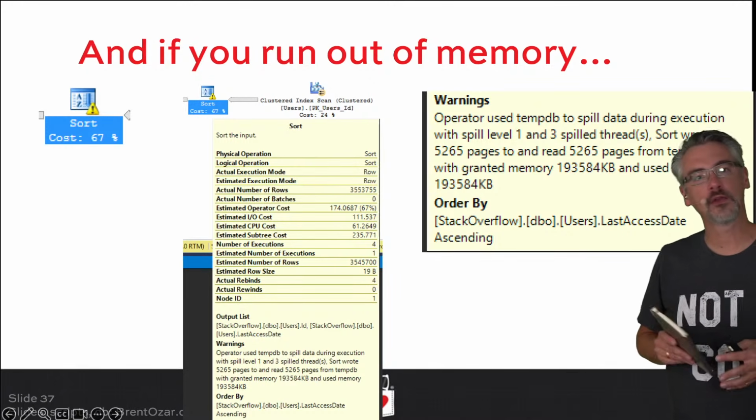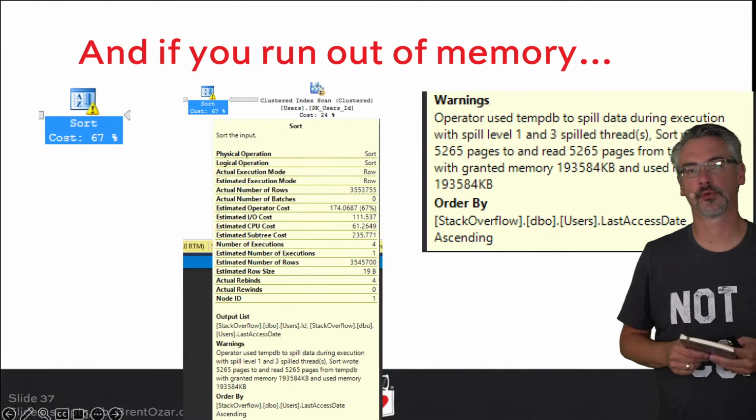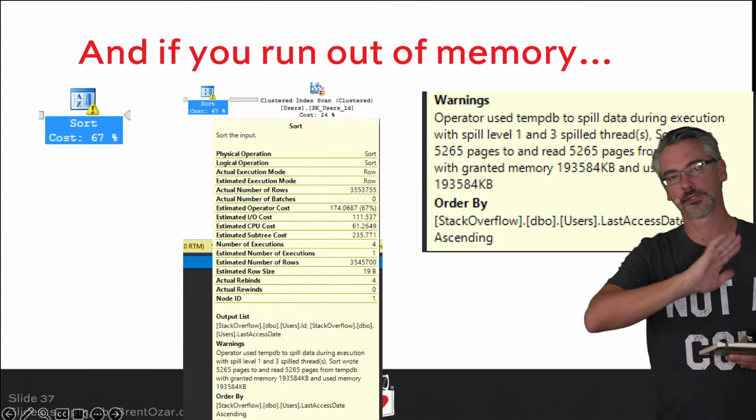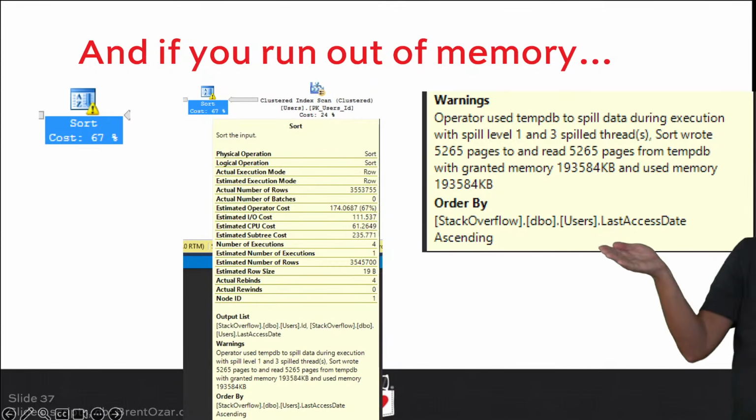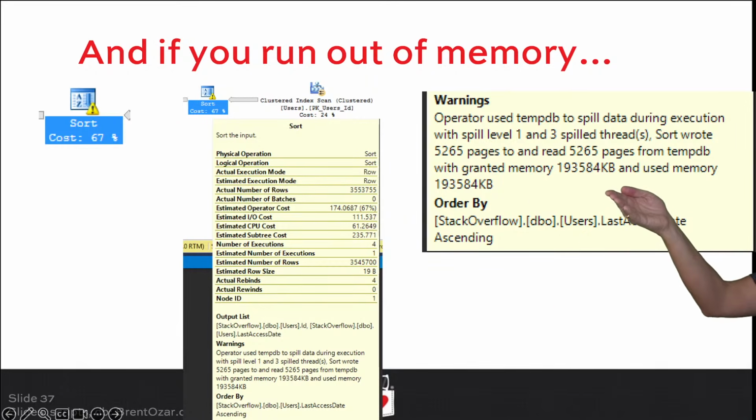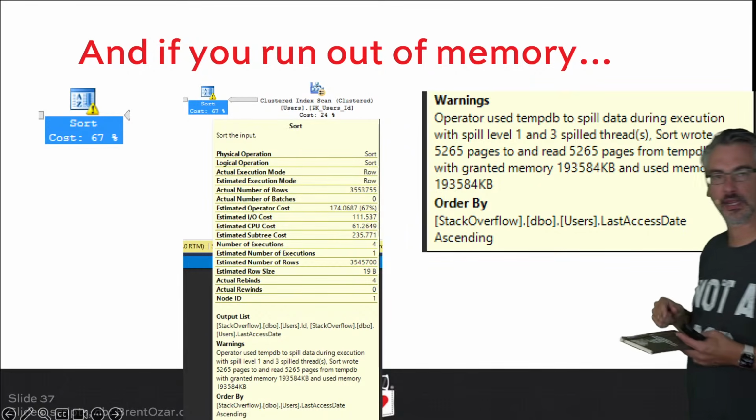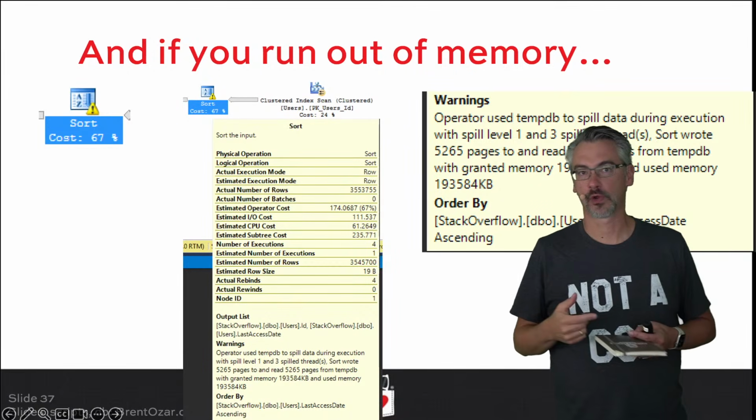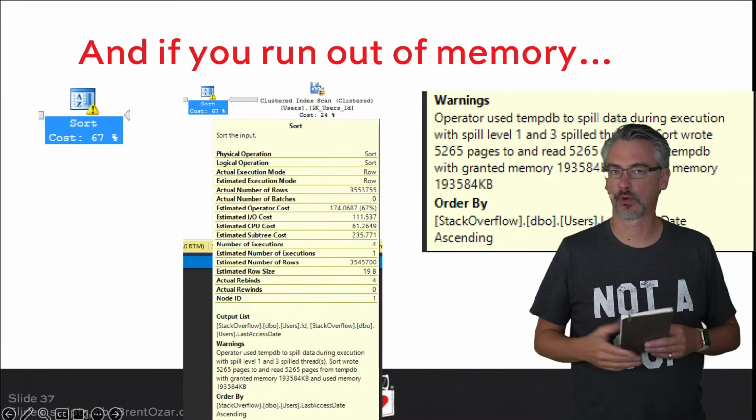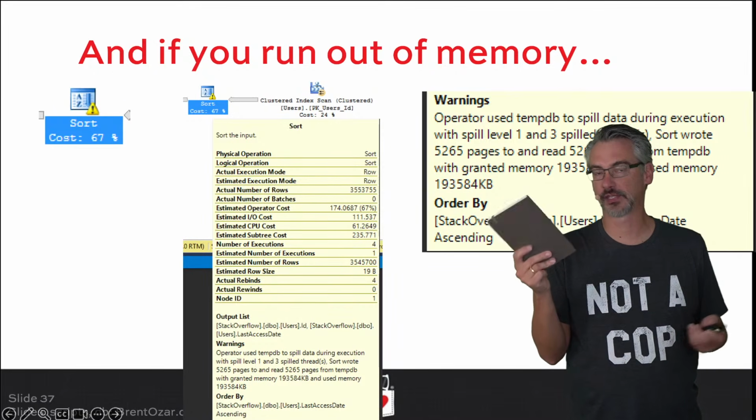So if your query runs out of memory, SQL Server drops what it's doing and it spills data over to TempDB. Here in this case, SQL Server says, I wrote 5,000 pages to TempDB and I read them all back because I ran out of RAM. Which is one of the many interesting things we have to think about when we're doing queries. We have to get these estimates right.